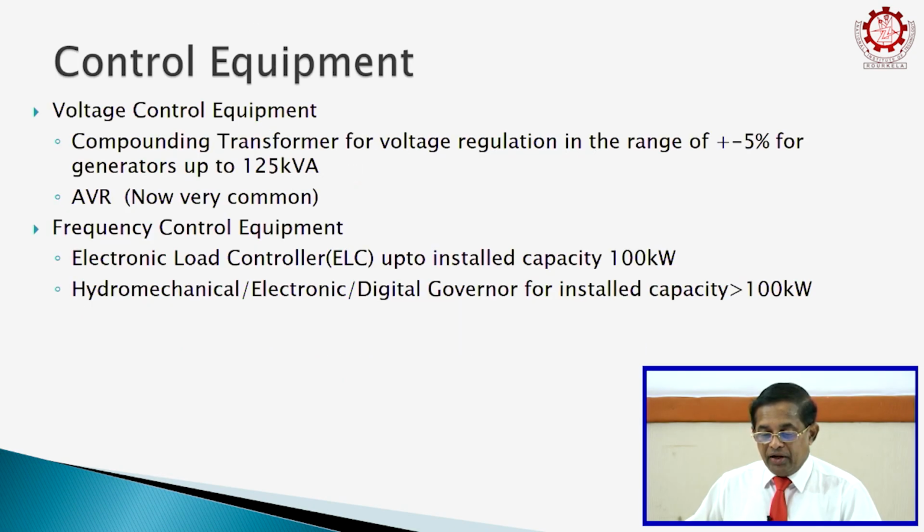So, as control equipment, we have the voltage control equipment, compounding transformers for voltage regulation in the range of plus or minus 5% for generators up to 125 kVA. Otherwise, nowadays we use automatic voltage regulators. And for frequency control equipment, electronic load controllers are used up to installed capacity of 1000 kilowatt. Otherwise, hydromechanical, electronic, or digital governors for installed capacities above 100 kilowatt.